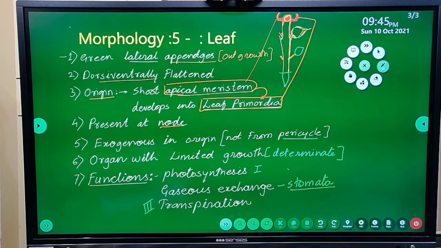Done. So this is about the general information of the leaf. Now come to the structure.